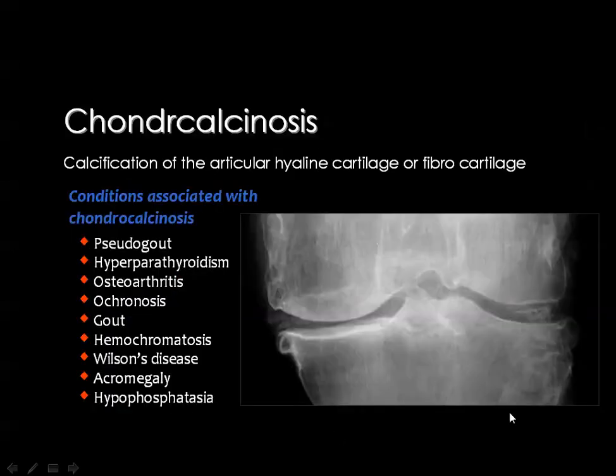And pseudogout, or what is known as chondrocalcinosis, is the calcification of the articular cartilage or the fibrocartilage, like, for example, the triangular fibrocartilage, the menisci in the knee, and so on.